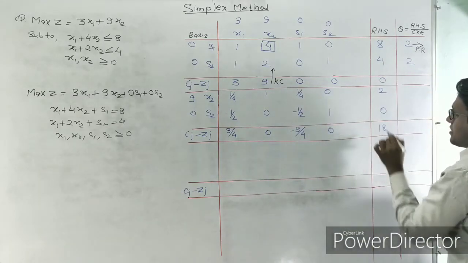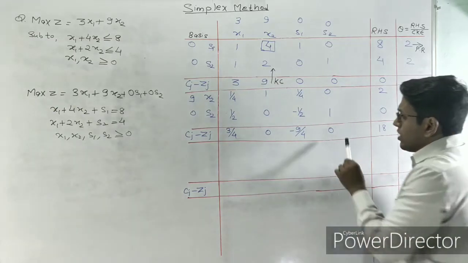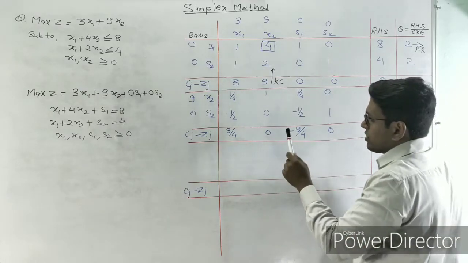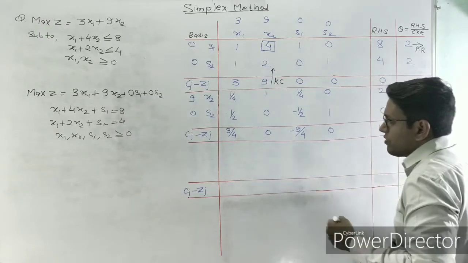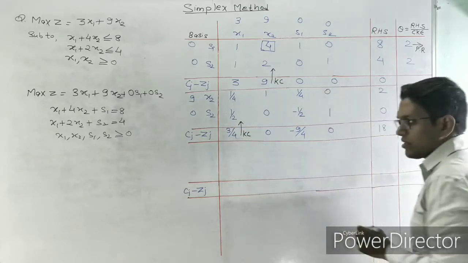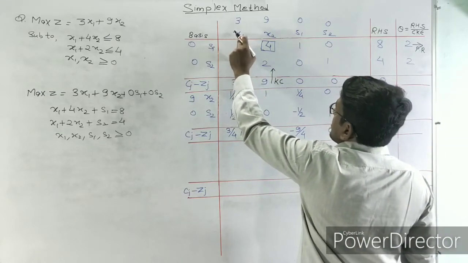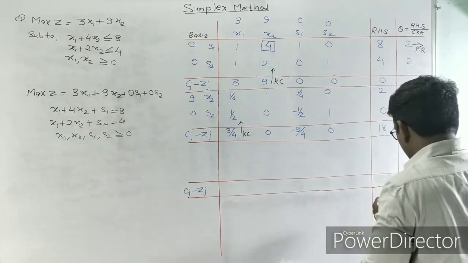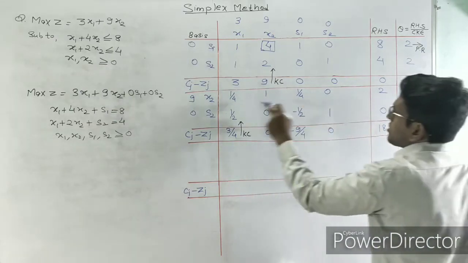coming as 18. Now here we can see that all the values in the Cj minus Zj row are not 0 or negative. There is one positive value here, so we will select this value as the key column, and now this will be our entering variable. This variable x1 will enter the basis, and to select the leaving variable we will see the right hand side value divided by the corresponding key column element.